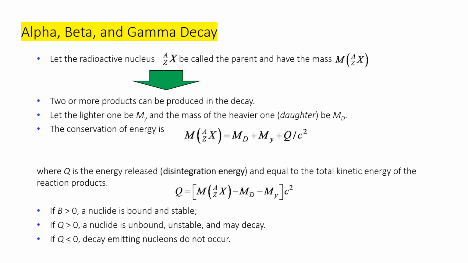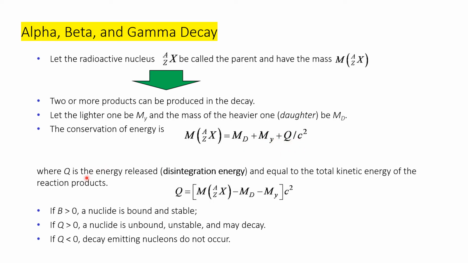Here we let the radioactive nucleus X be called the parent, and let's say it has a mass of M of X, and two or more products can be produced in this decay. In the case of two products, let the mass of the lighter one be M-y, and the mass of the heavier one, which we normally call the daughter, be M-d. The conservation of energy then becomes M of X equal to the mass of the heavier one plus the mass of the lighter one plus your Q over C squared.